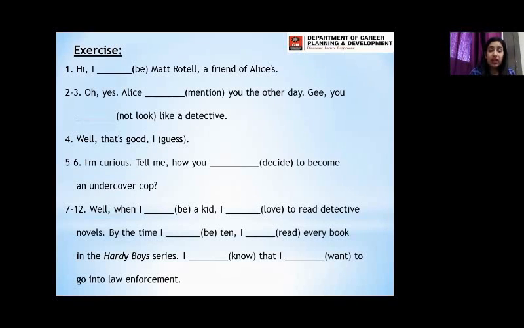Now, next he says, oh yes, Alice dash you the other day. J, you dash like a detective. So, as you can read over here in the sentences, a story is going forward. It is kind of a conversation between two different people. So, please read all these sentences. Take your time, pause the video over here for 1 minute so that you can fill in your answers.